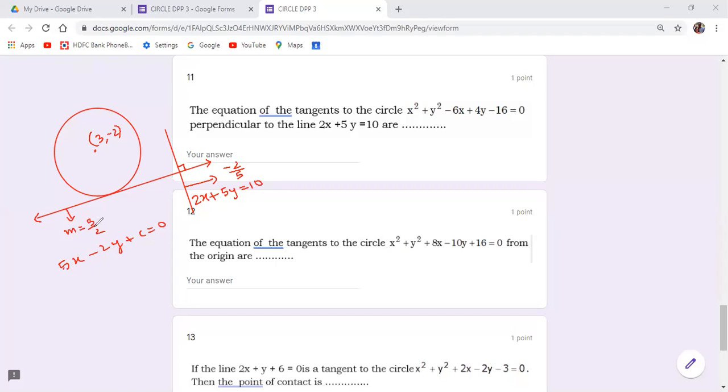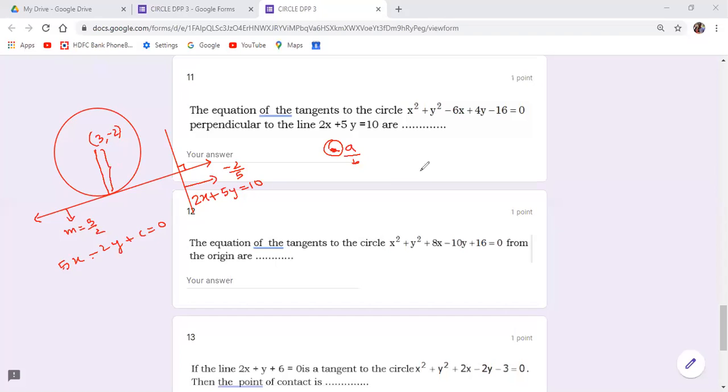If 5 is the coefficient of x and minus 2 is the coefficient of y, then only 5 by 2 will come, because the slope has the formula minus a by b. So there is a minus in the formula. To compensate that minus, you put the coefficient of y as negative. All of you follow that? Now find the radius. What is the radius of the circle?